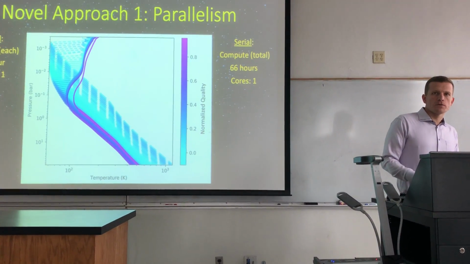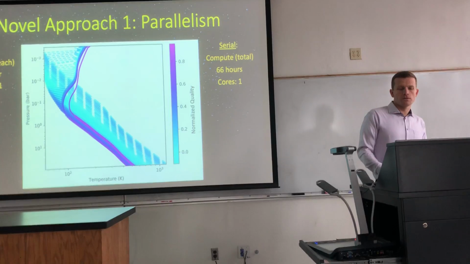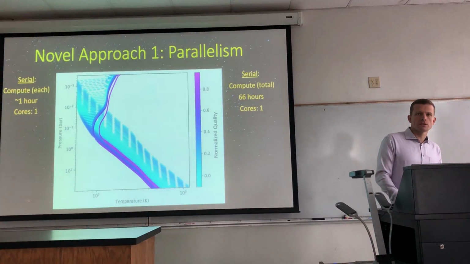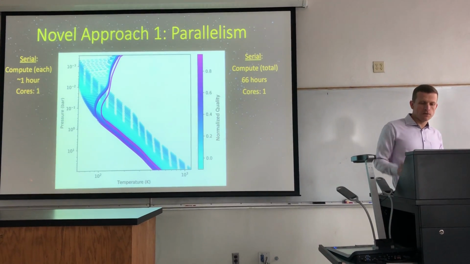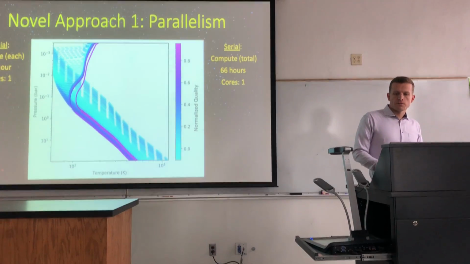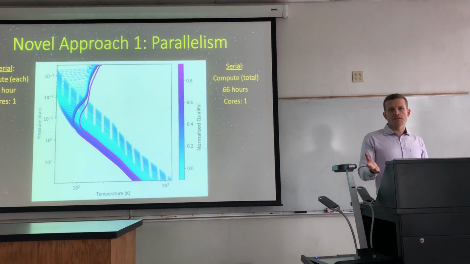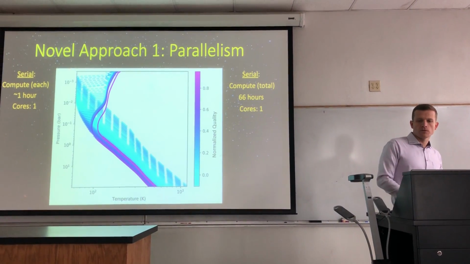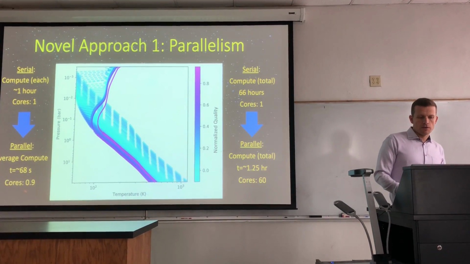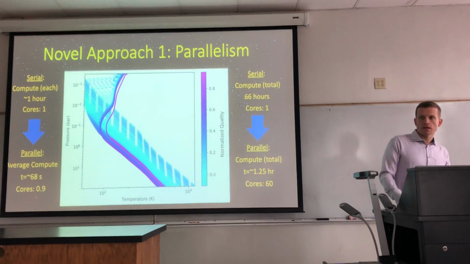So the first novel approach to this is doing this all in parallel. So instead of running these one after another, where maybe it takes an hour to run something with a moderate initial guess, where we're searching for a solution. So in serial, if you really wanted to do all 66 because you wanted to test every single one, you could take upwards of 66 hours. In parallel, it takes about 68 seconds on average.